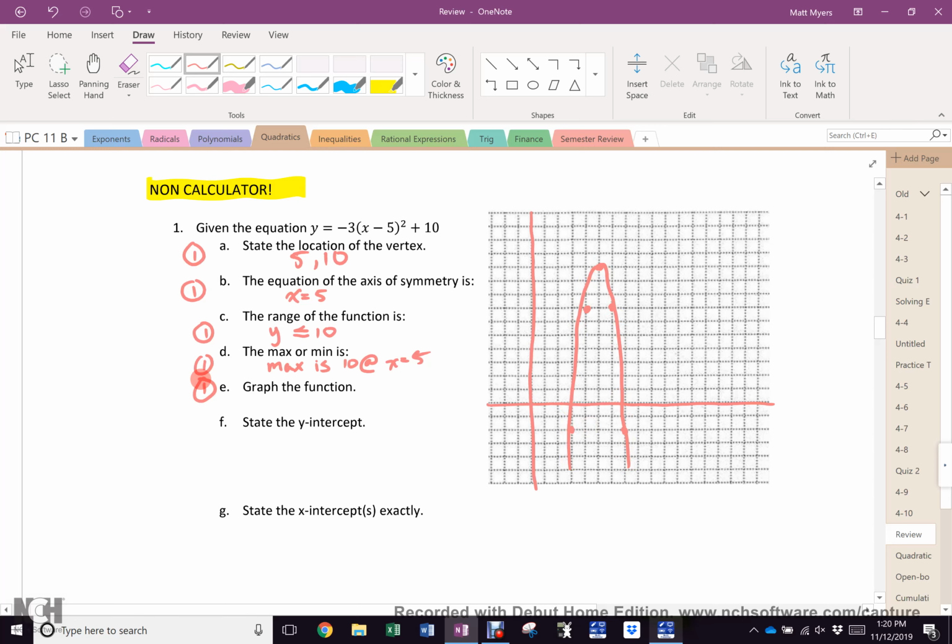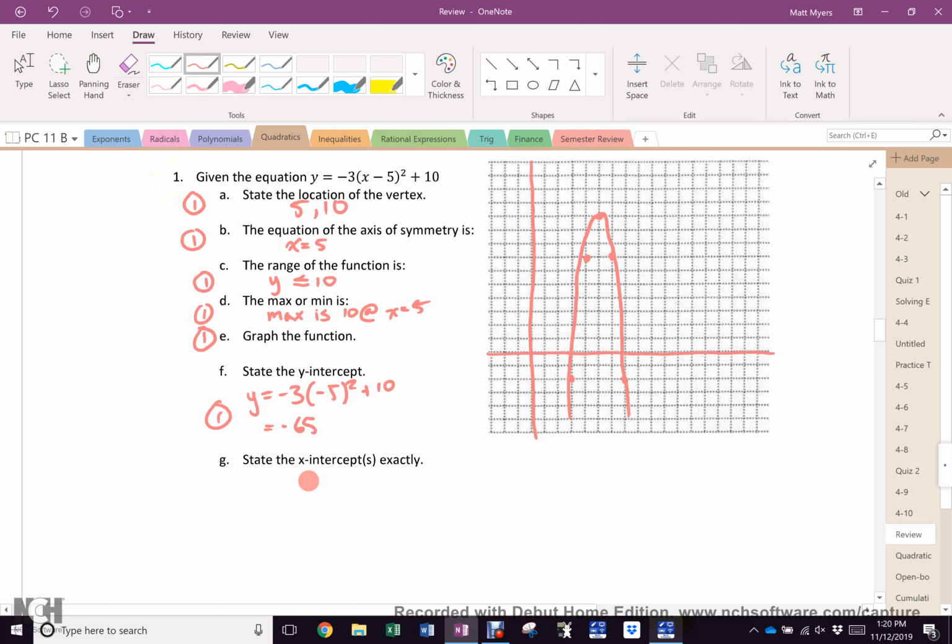Y-intercept. Y-intercept is when x is what? 0. Y equals negative 3 times negative 5 squared plus 10. Negative 5 squared is 25. 25 times negative 3 is negative 75. Negative 75 plus 10 is negative 65. For 1.